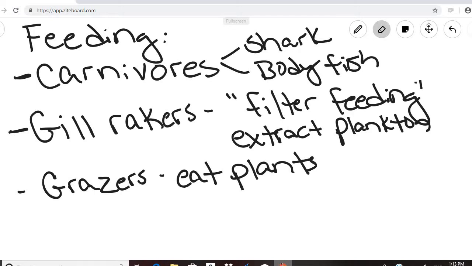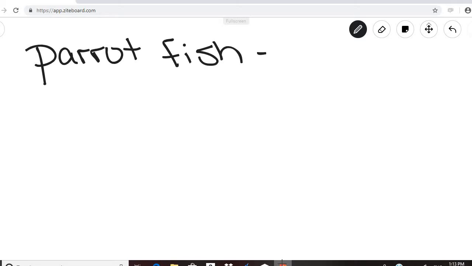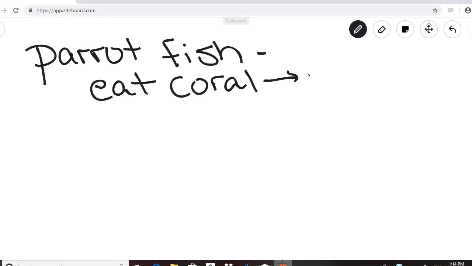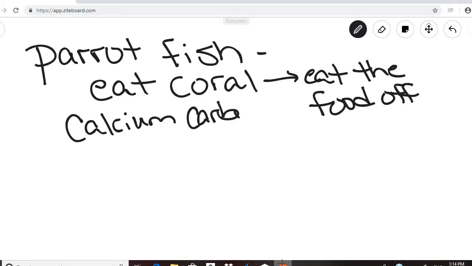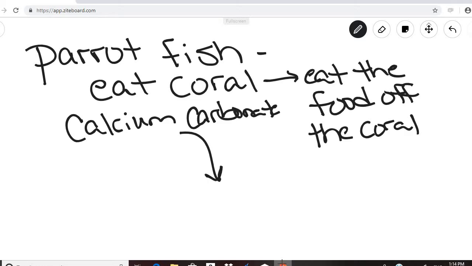Oh, here's one interesting fish that your book talks about, called a parrotfish. Maybe you won't want to go to a sandy beach after hearing this, but the parrotfishes eat coral. So they eat the food off the coral, but the rest of the coral, coral is made of calcium carbonate, just gets digested and eliminated from their body. So it kind of gets ground up, and it gets eliminated from the body.